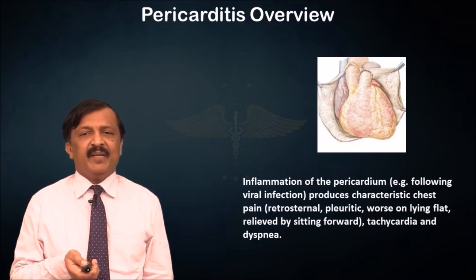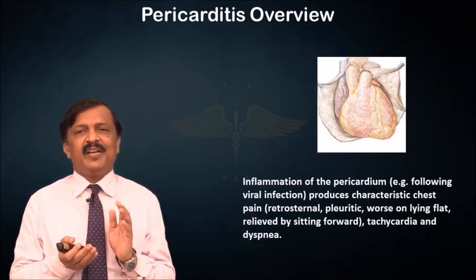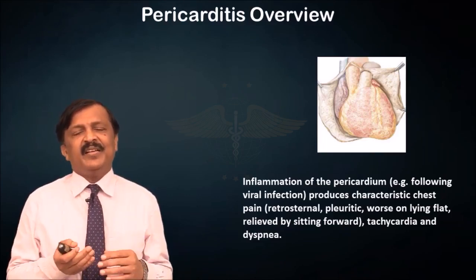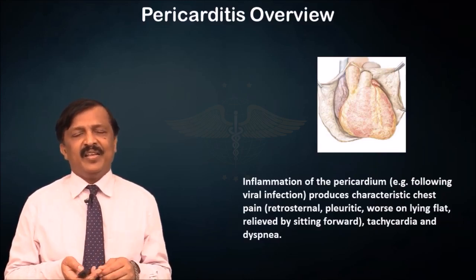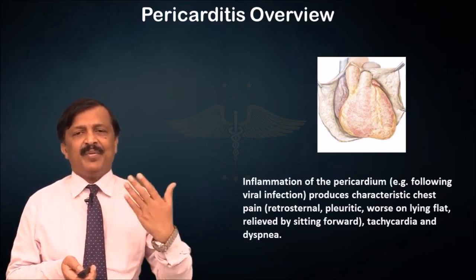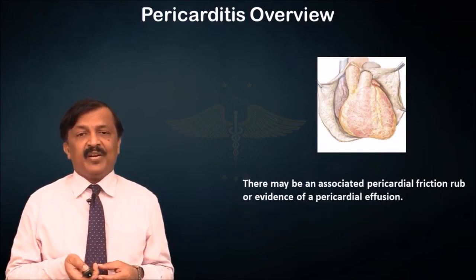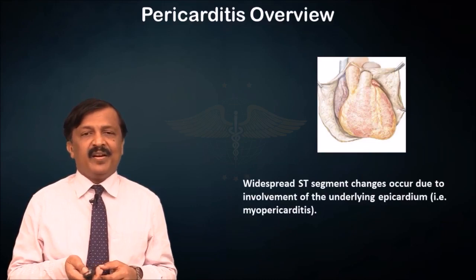Normally there is 30 to 50 ml of pericardial fluid, and in acute pericarditis this pericardial fluid can start increasing. As I told you, the first echo was normal and didn't show any effusion. We will see what happened to this patient later. The most important thing is widespread ST segment elevation. These changes occur due to involvement of the underlying myocardium, which is what you call myopericarditis.